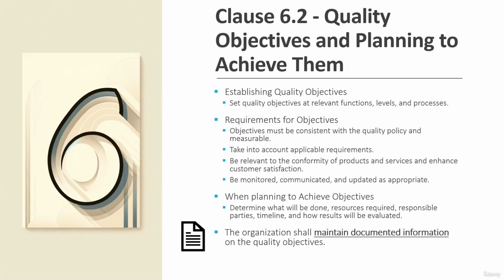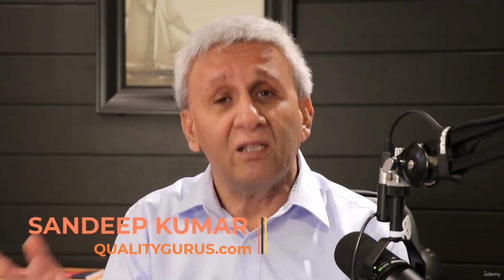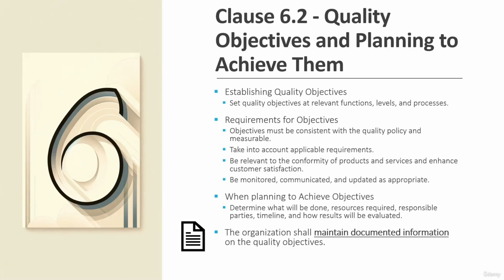But when you plan for quality objectives, you need to consider that you need some resources for that. Let's say I say that for this production line, we will reduce the defect rate from 1.0 to 0.7 by the end of the year. You need some resources for that. You might need some new equipment. You might need some training for people who are doing that job. So that also needs to be considered, and I'm talking about resources. Then you need to define the responsible parties, the timeline, and how these results will be evaluated. So these are the aspects related to quality objectives.